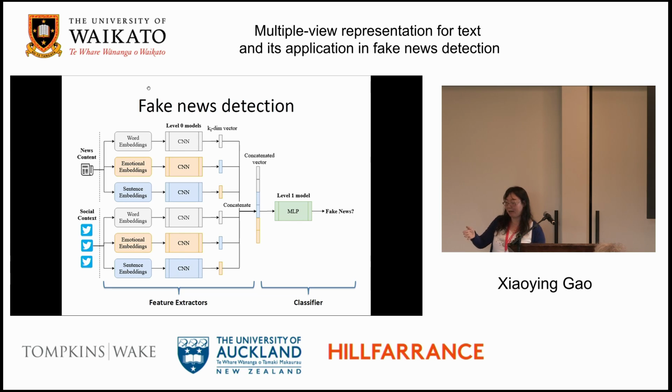For each representation, we found the most suitable classifier. And then the output is in fact another vector. So what we do, we concatenate all these vectors together to make a new representation. That will be our multi-view representation. And then we fit it into a simple classifier to see whether it's fake news or non-fake news.